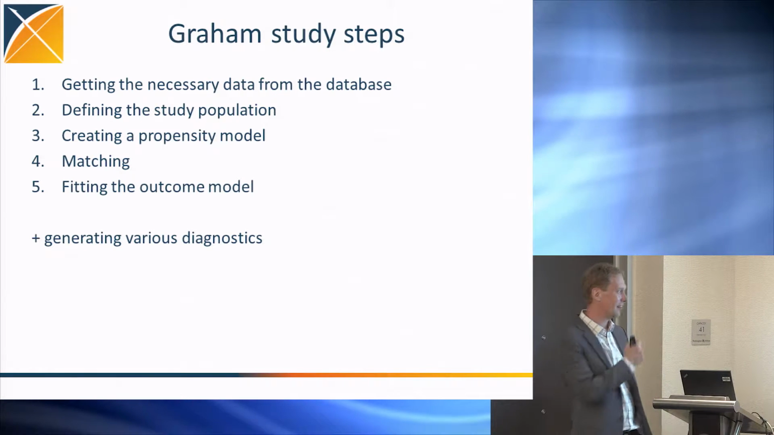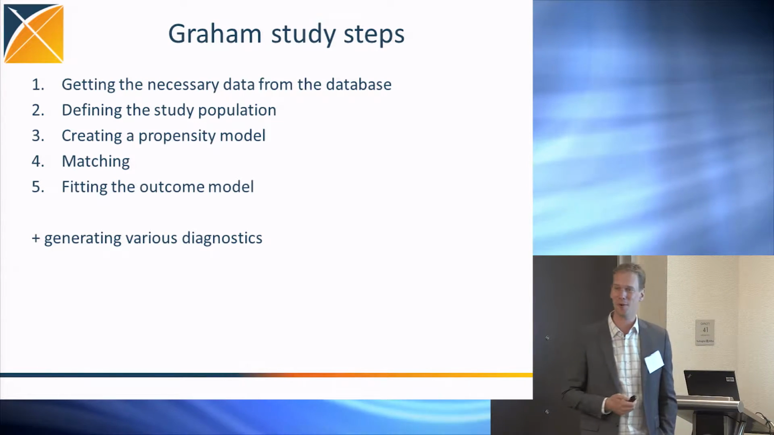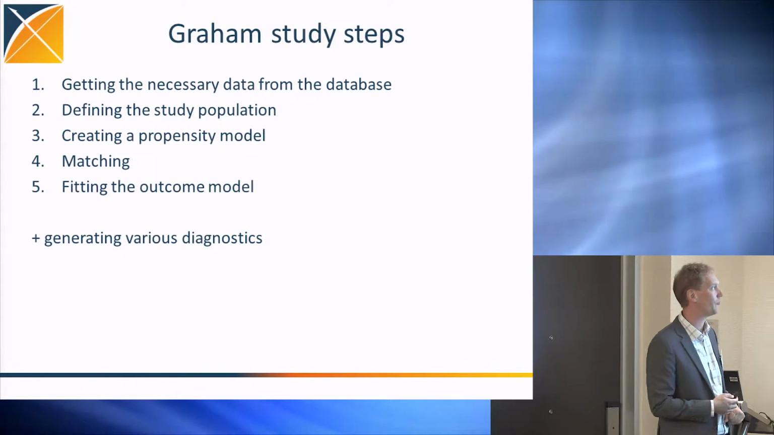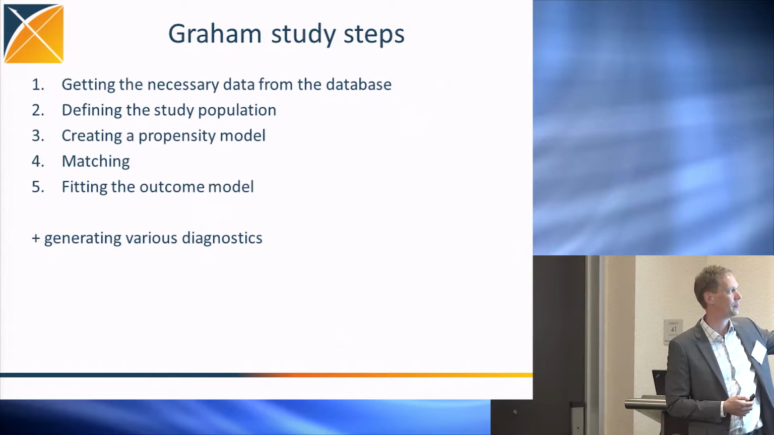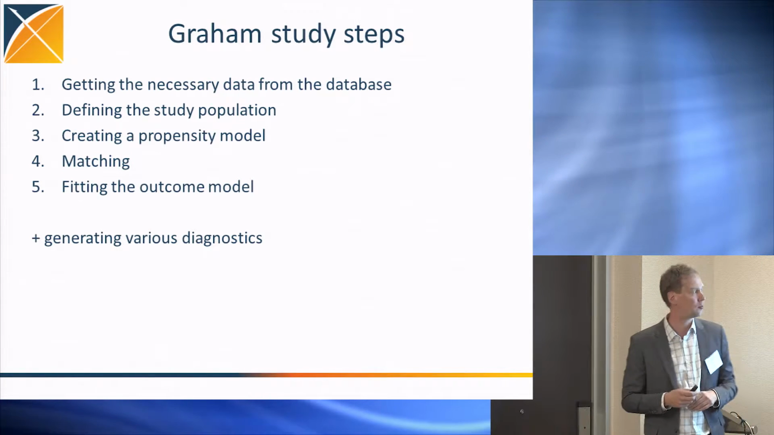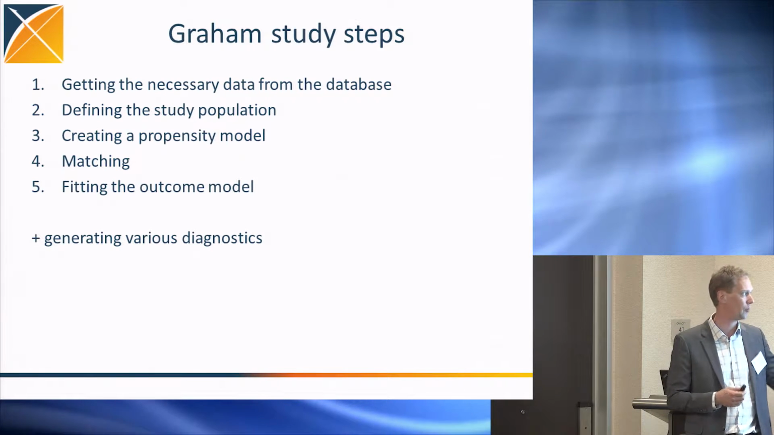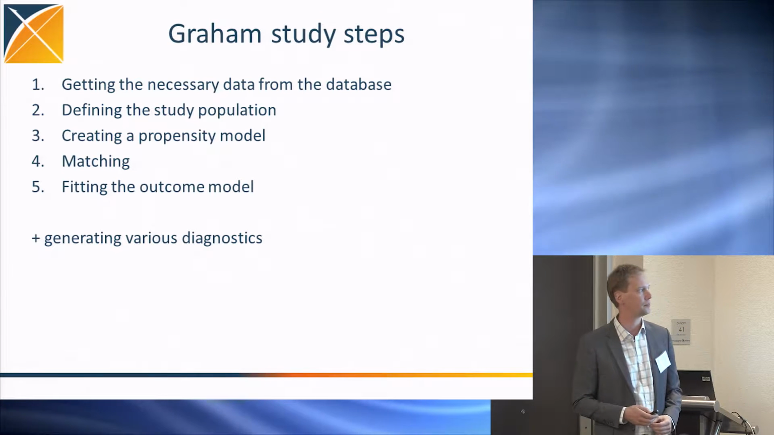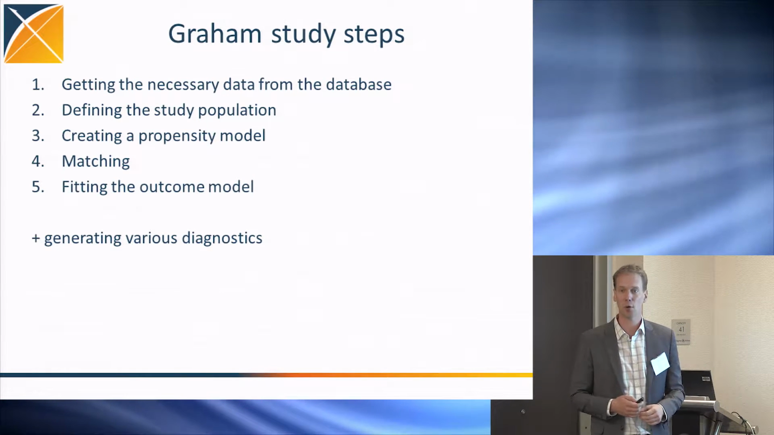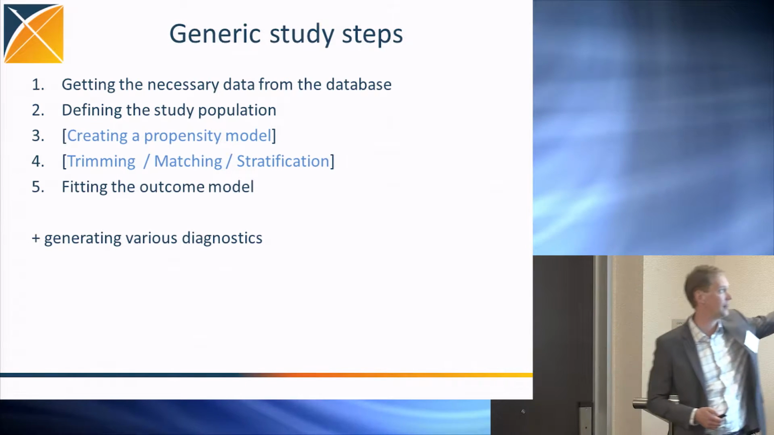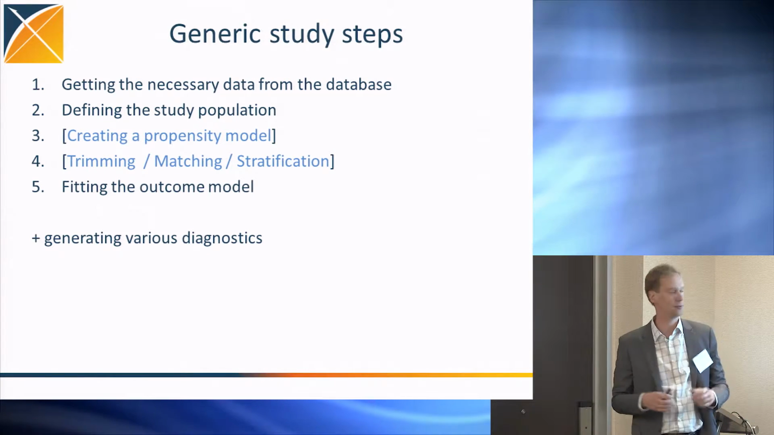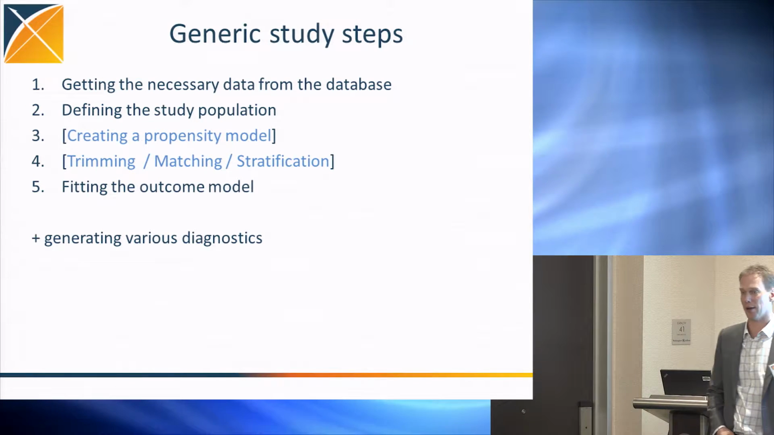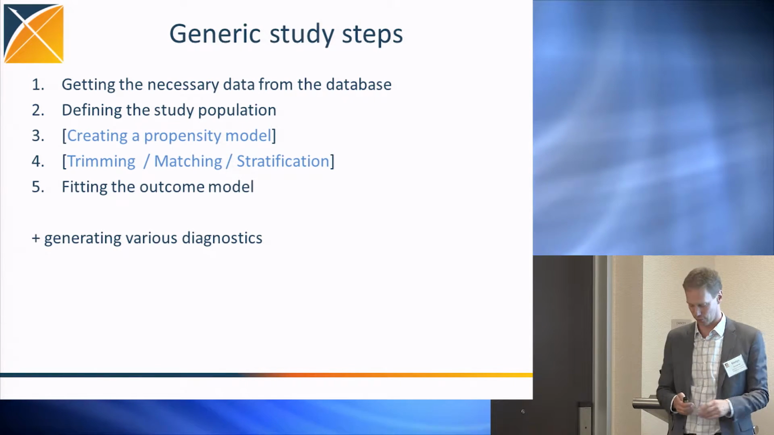So before the break, I mentioned that in the Cohort method package, basically we broke up the Graham study replication into 5 steps: getting the necessary data from the database, defining the study population and time at risk, creating a propensity score, doing matching, fitting the outcome model, and throughout generating various diagnostics. That is the general workflow in the Cohort method package, except you may choose to not use a propensity model, which generally is not recommended. And instead of matching, you may choose to do trimming or stratification, or a combination of trimming with matching and or stratification.